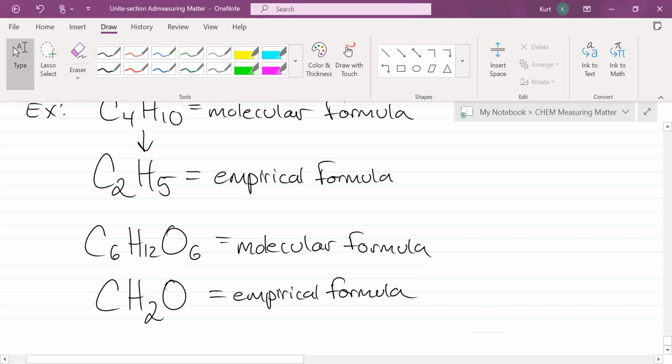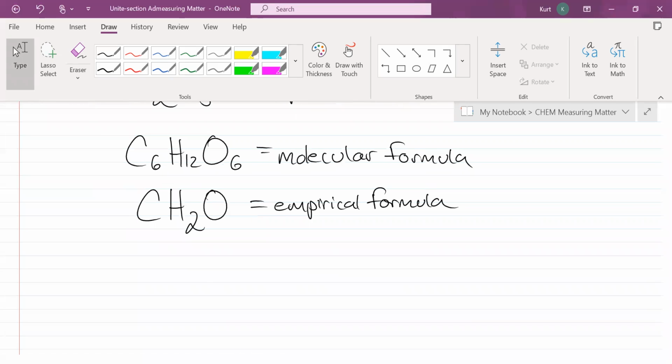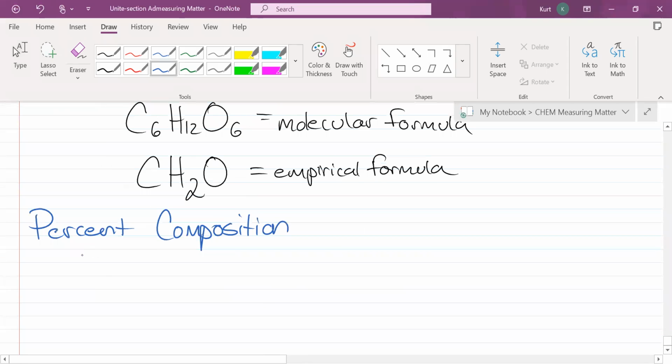All right, so that's what we're going to get to, and what you guys are going to learn how to do today is how to actually get the empirical formula from just raw data with moles and grams and all that stuff. So in order to do that, we've got to work our way there, and the first thing we're going to do is called percent composition. Percent composition is basically determining how much a part makes up of the whole. You then multiply that by 100 to get the percent composition.